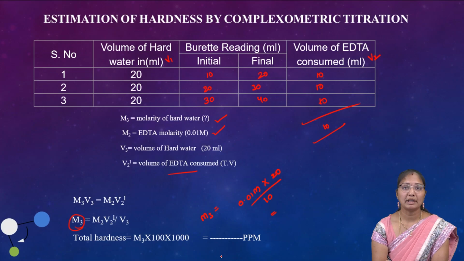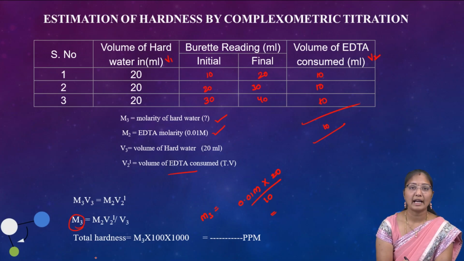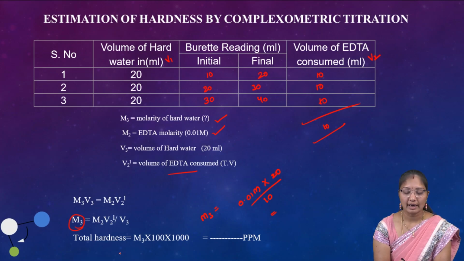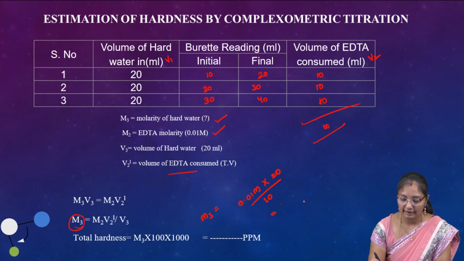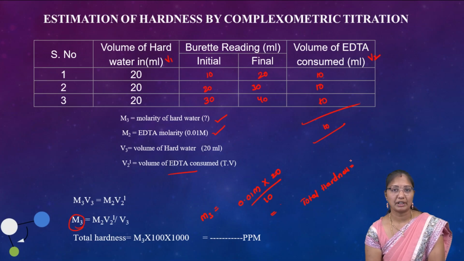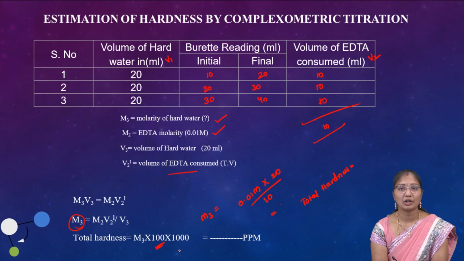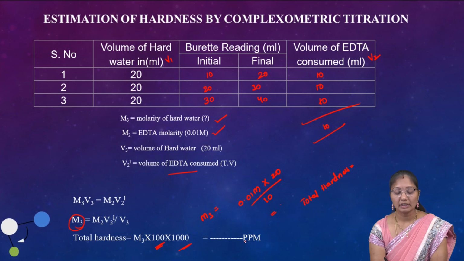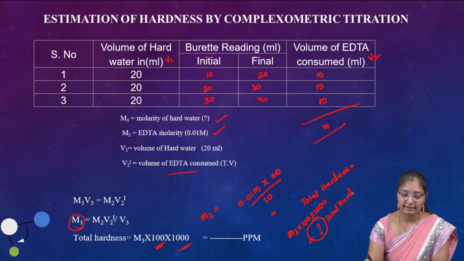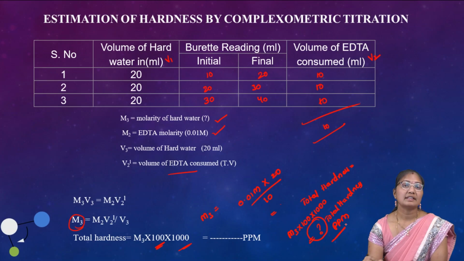So this gives the ppm of hard water. So the total hardness presented is this M3. The total hardness we have to convert into calcium carbonate equivalents per liter. That's why calcium carbonate molecular weight is 100 and 1000 is for 1 liter. So we calculate M3 into 100 into 1000, and this is the total hardness we are going to get, in ppm. This is the simple calculation for calculating the total hardness in water.